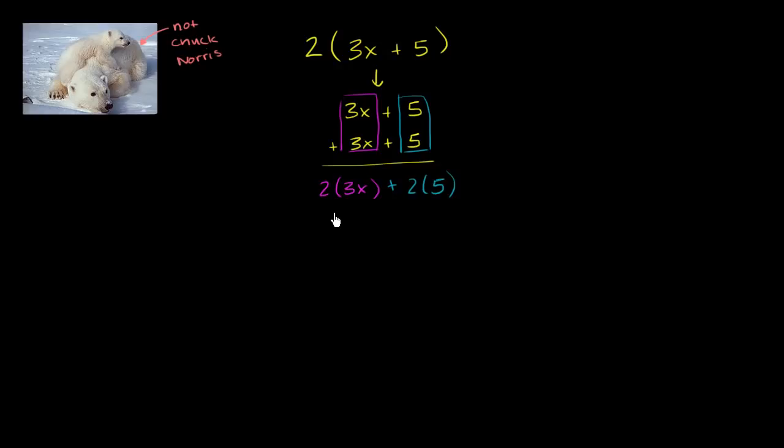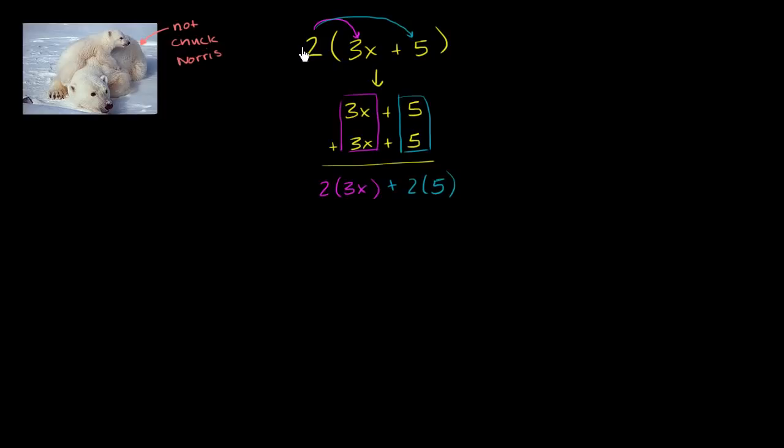But you might say, hey, Sal, isn't this just the distributive property that I know from arithmetic? I've essentially just distributed the 2: 2 times 3x plus 2 times 5. And I would tell you, yes, it is. And the whole reason why I'm doing this is just to show you that it is exactly what you already know. But with that out of the way, let's continue to simplify it.